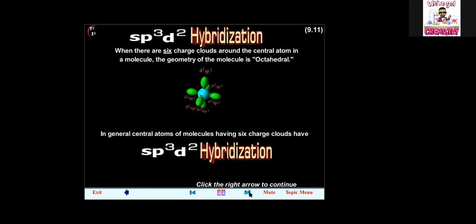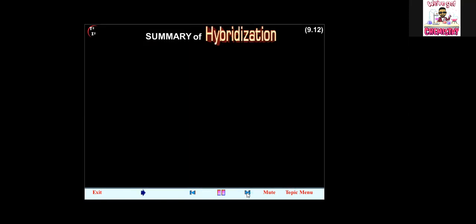And those are the required hybridizations that we need to know. We have only 6 hybridizations, sp to sp3d2, making 6, and that is the highest one we need to know.